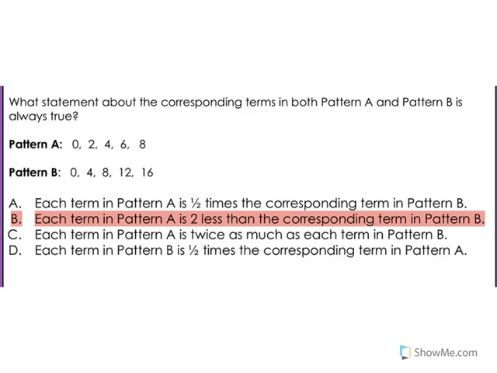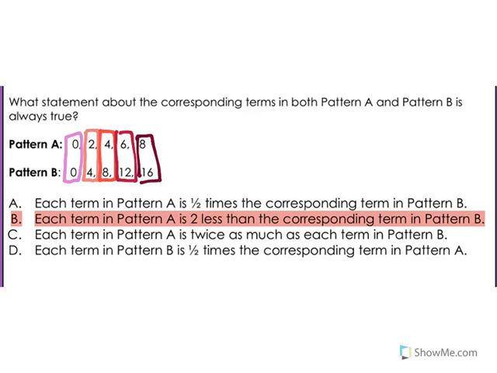The corresponding terms, when laid out vertically, are the numbers on top or underneath of each other. So 0 is corresponding with 0. 2 is corresponding with 4. 4 is corresponding with 8. 6 is corresponding with 12. And 8 is corresponding with 16. So those are my corresponding terms.